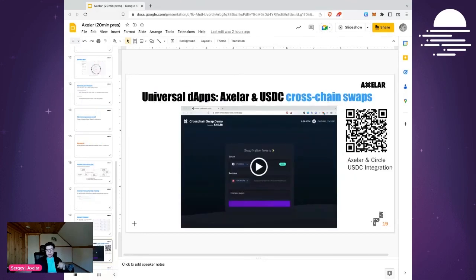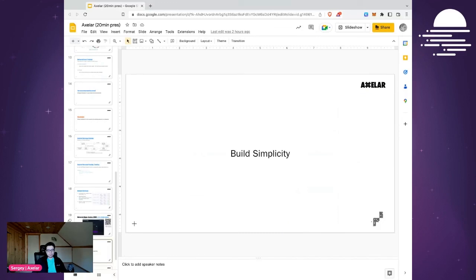Awesome. So I don't have time to go through it here, but one powerful example, and a recently announced partnership of Axelar and Circle, is something I encourage you to check out. There's a QR code. You can take a look at the article, and you can see an example of experiences and applications you can build to enable these seamless interactions across different blockchains.